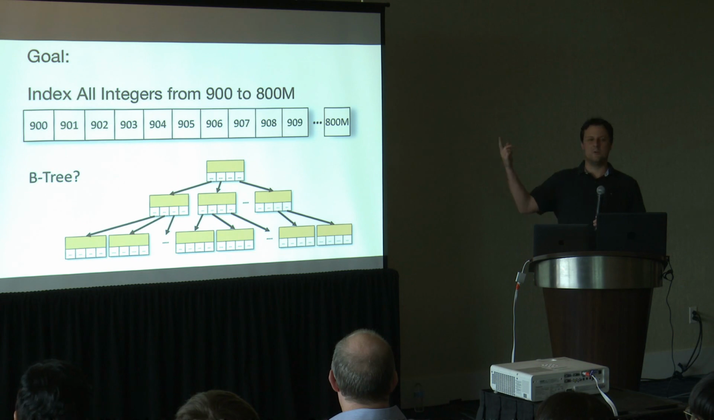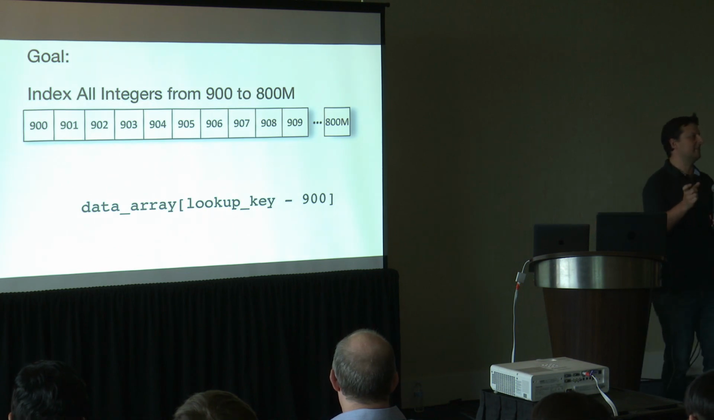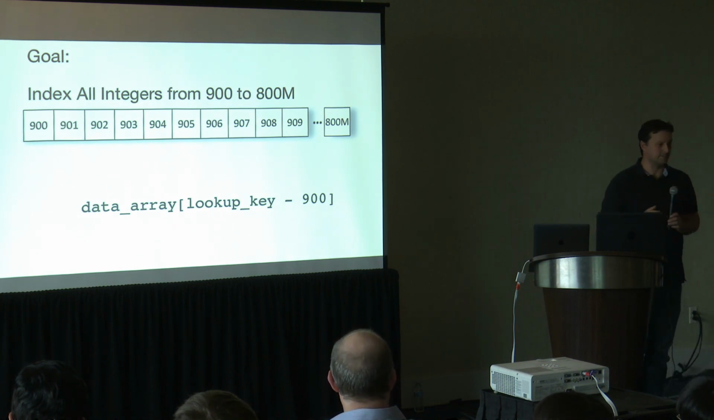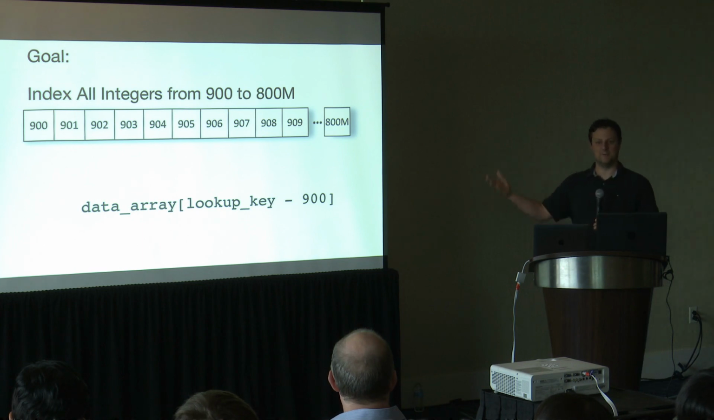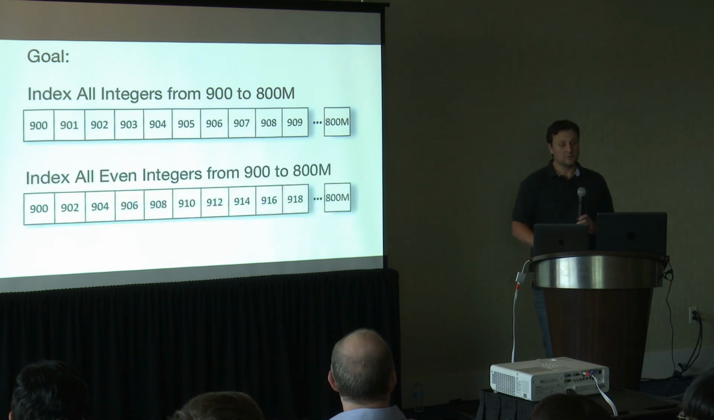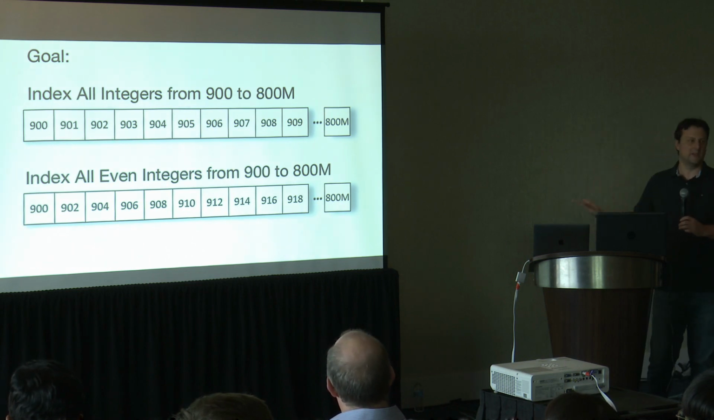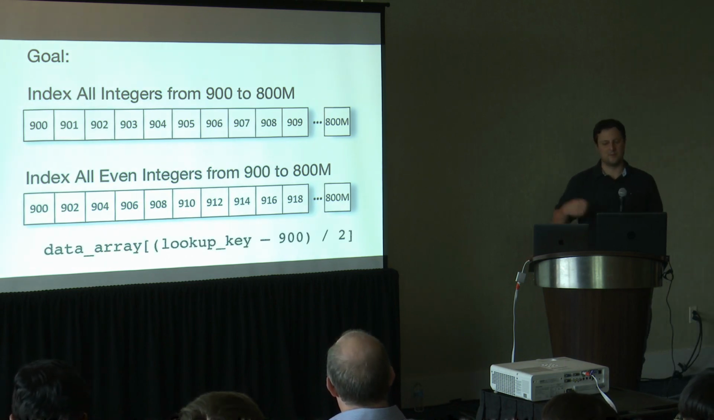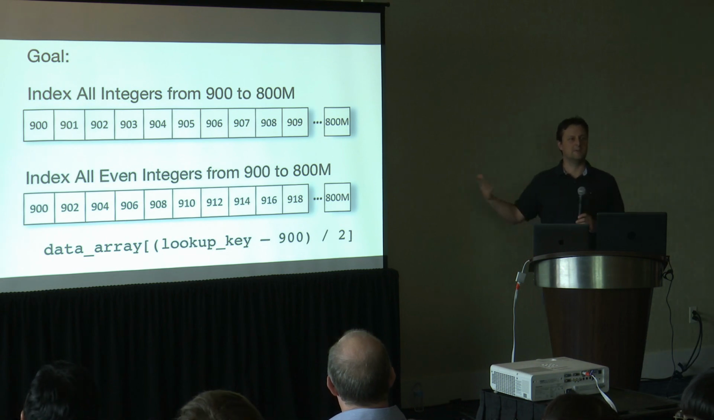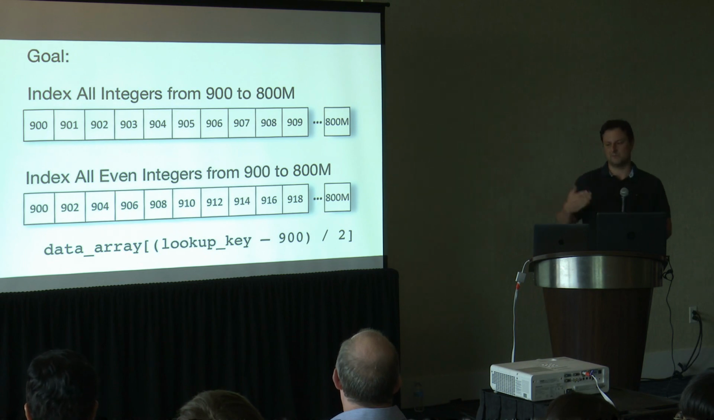Or, because we know that we stored all the integers in this array, we could use the lookup key itself, minus 900, to get an offset inside this array and look it up directly. This is definitely better for this particular case. Now we have a lookup of O(1), and the storage complexity is also O(1). It's just this function we have. This also works if we have, let's say, every other integer, every even integer from 900 to 800 million. In this case, we still have the lookup key minus 900, divided by 2, and we get again an offset inside the array, which gives us a starting position to do a range scan from.